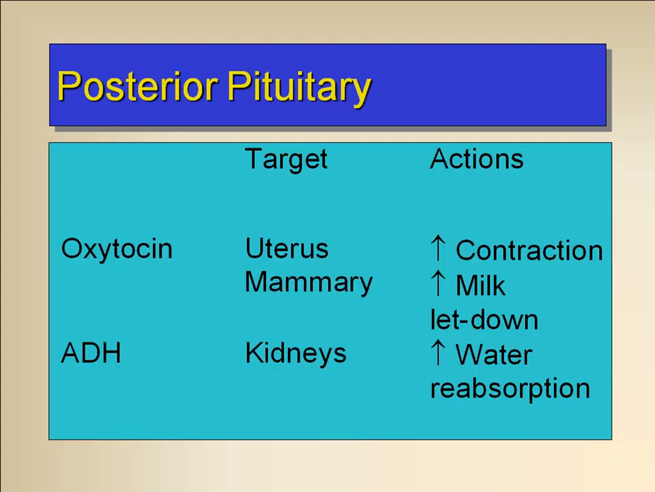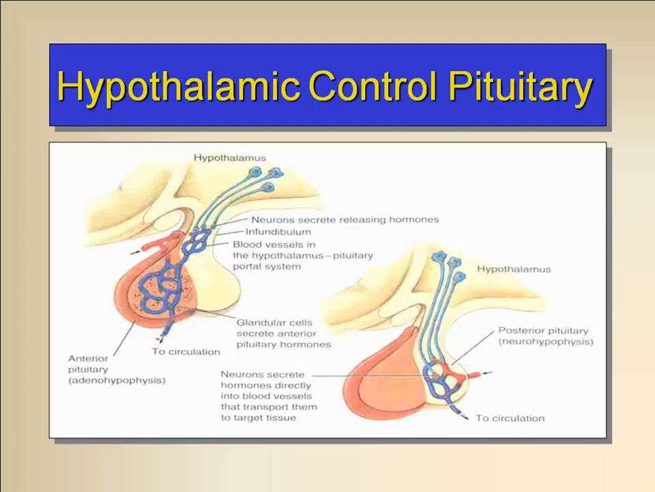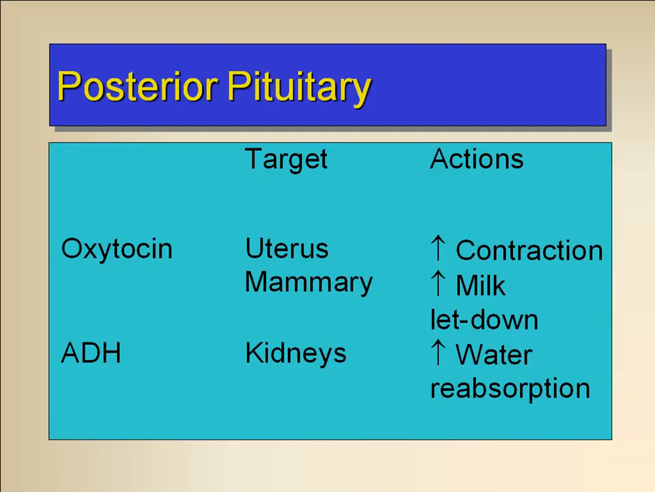Now, the posterior pituitary, so where are these produced? In the hypothalamus, and stored. So everything's done in the posterior, right? With me? All right. So there's two hormones that we produce, oxytocin and antidiuretic hormone.